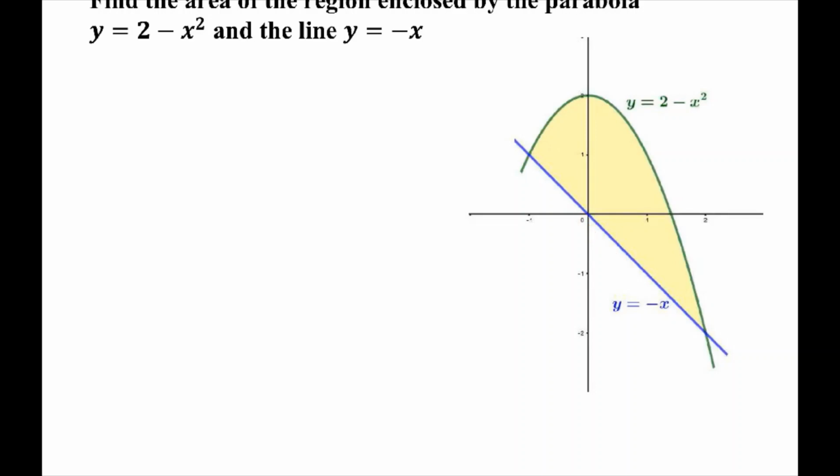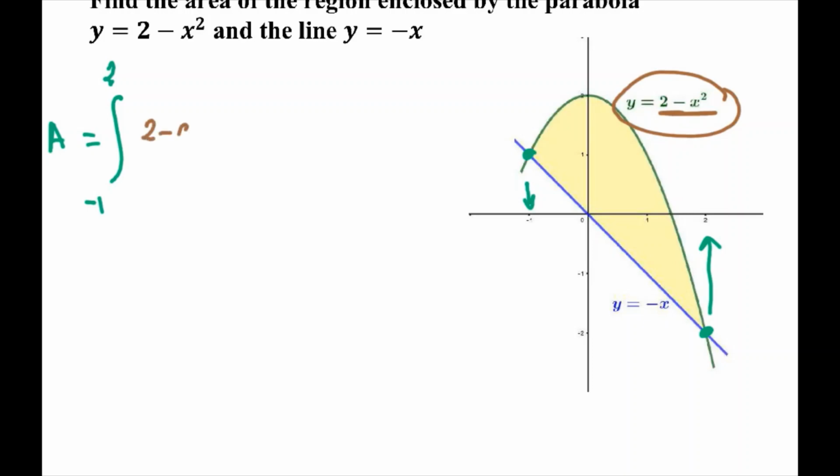So I'm going to say it's the integration from a to b. Where's a? You need to find these two points. It's clear that this is -1 and this is 2. So it's going to be from -1 to 2. That's the area. And now the big function, which is the one above, that's f(x), 2 minus x squared. Then minus g(x), which is going to be this one, negative x, and that's all dx.